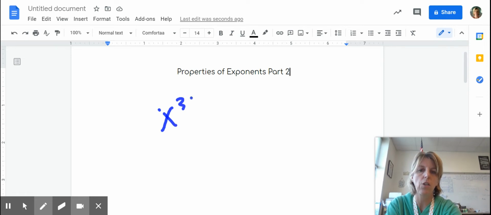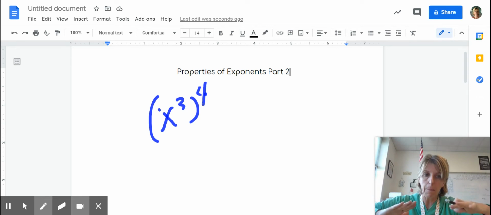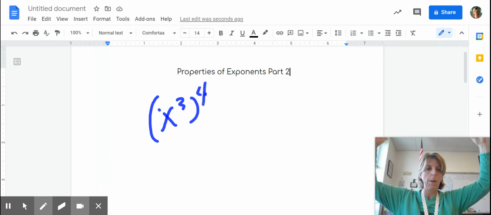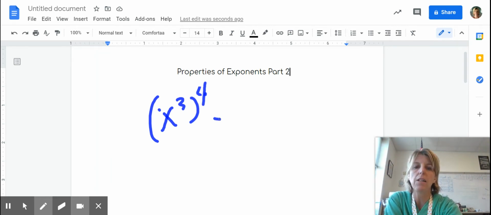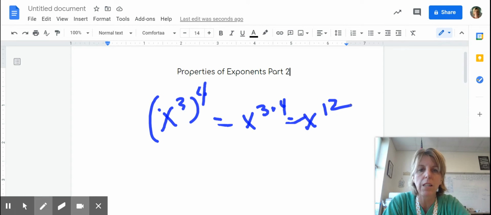All right. The other thing that we covered on the video was power to a power. So if you did x to the third to the fourth, power to a power, boom, multiply. So power to a power, boom, multiply. We're going to multiply x to the 3 times 4, and that's going to be x to the 12. All right, so those were some things we covered in the last video.